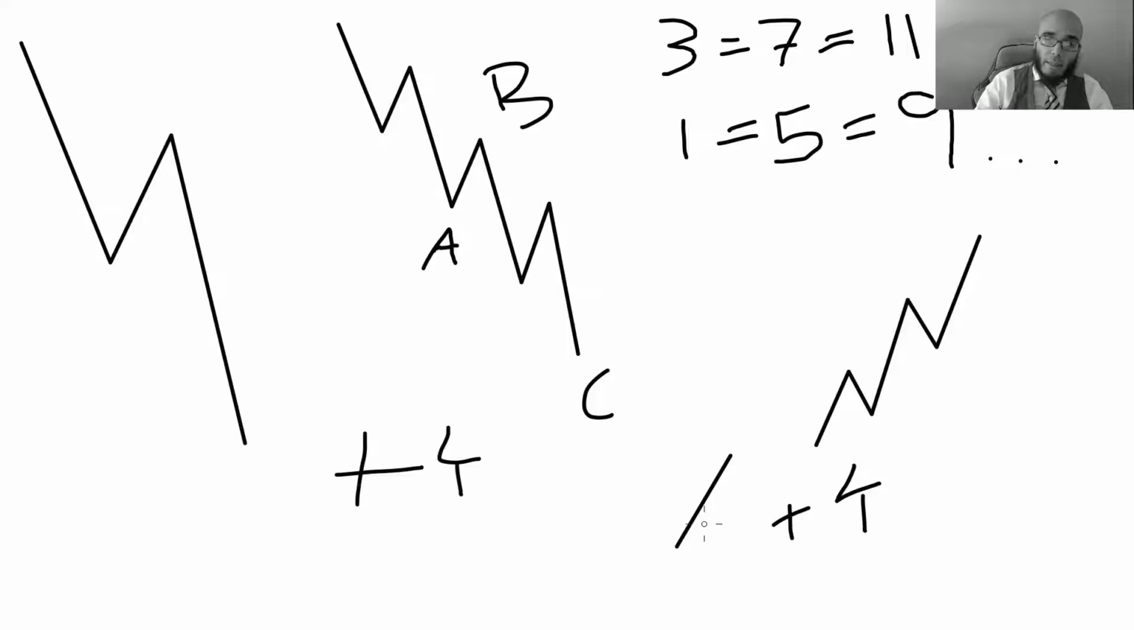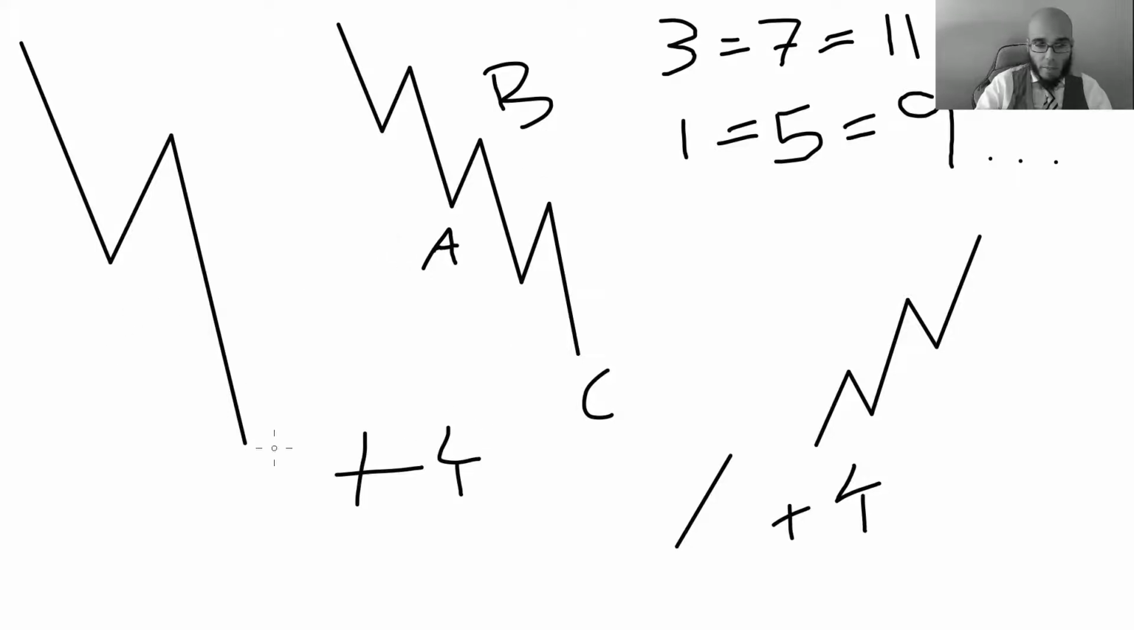So 1 wave or 5 wave is the same thing. It's still an impulse wave up. And 3 wave down or 7 wave down, it's the same thing. It's still a corrective zigzag.